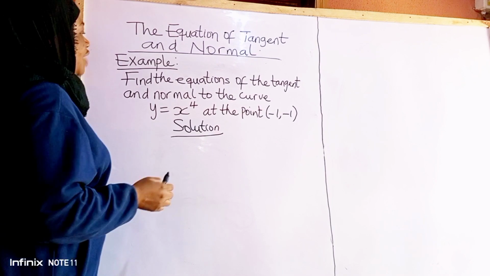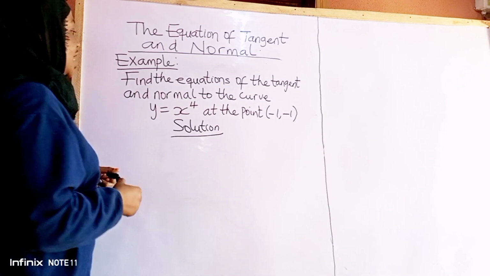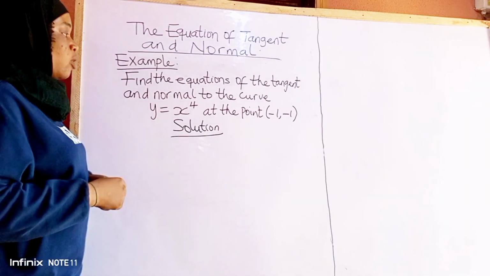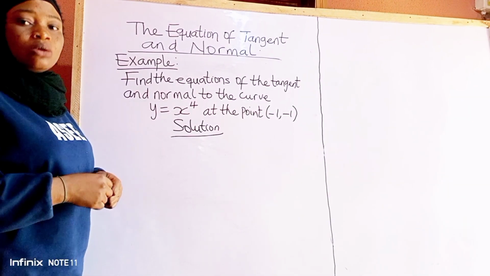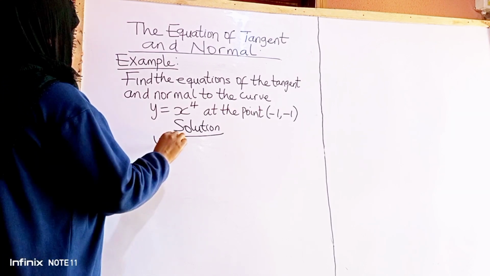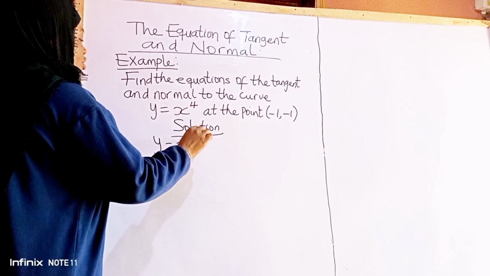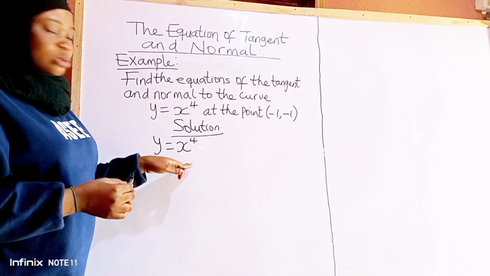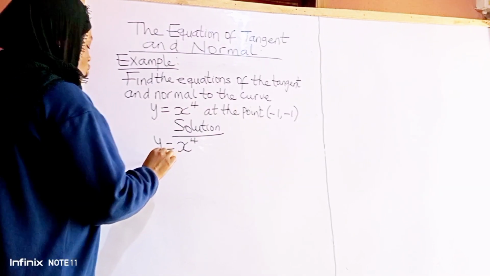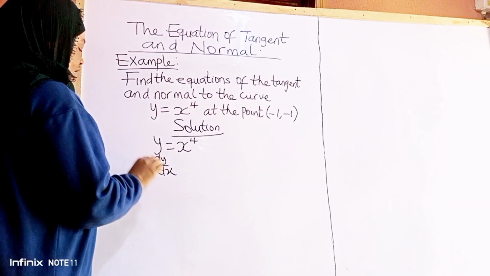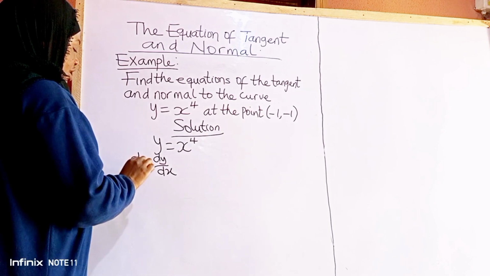Example: find the equations of the tangent and normal to the curve y = x^4 at the point (-1, -1). Solution: we have y = x^4. We have to find its derivative with respect to x, which is dy/dx, the same thing as f prime of x.